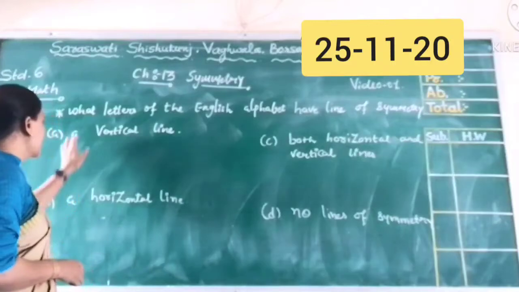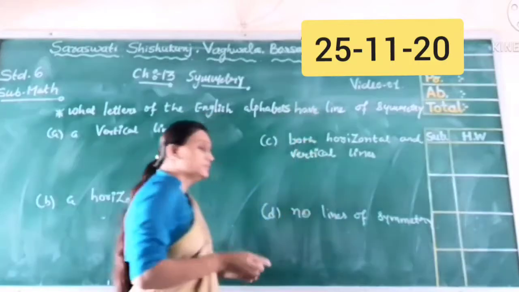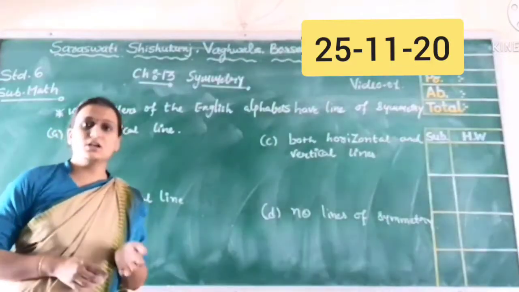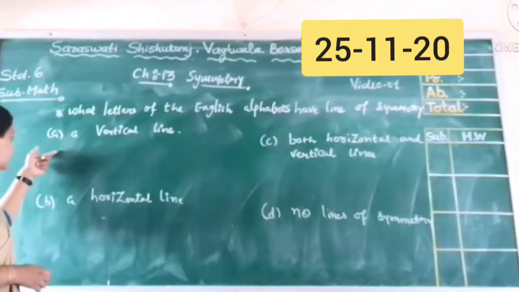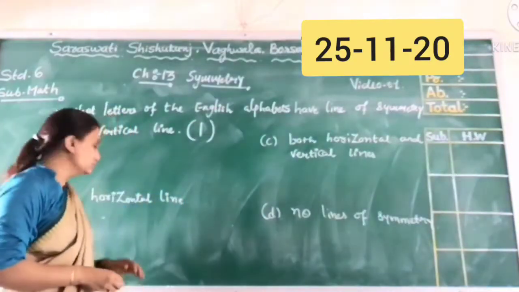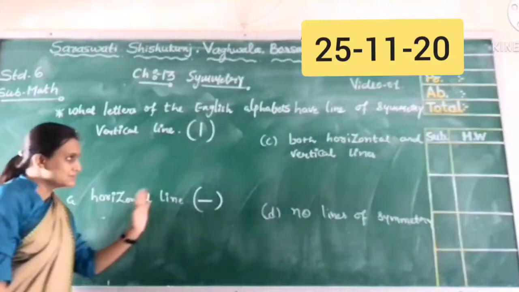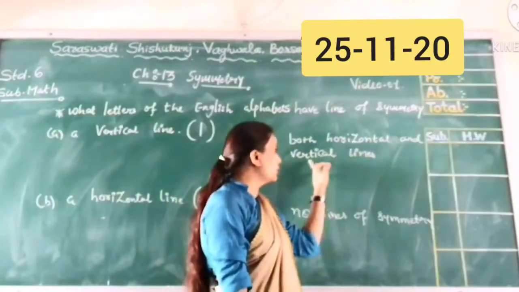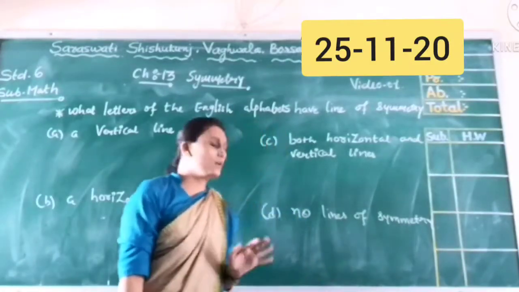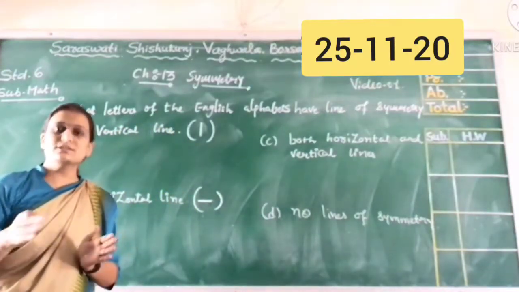Now the next question is: which letters of the English alphabet have a line of symmetry? We have to use the letters A to Z, okay? We have to define in which letter which kind of line of symmetry. In the first, we have to define vertical line of symmetry. Vertical means standing line, okay? Then horizontal line of symmetry. Horizontal means sleeping line. In C, we have to define both horizontal and vertical lines. Then in D, no lines of symmetry, meaning letters in which we cannot draw any line of symmetry. So let us start from A. We have to go sequence by sequence, okay?